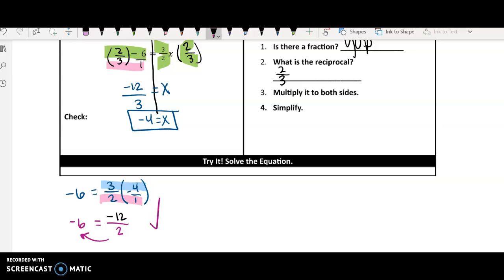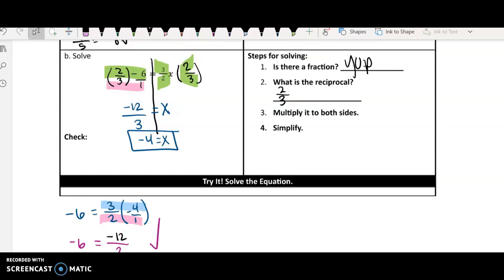We got it right. And we are not going to do all those try-its. Instead, I would rather you get your own practice with your homework.